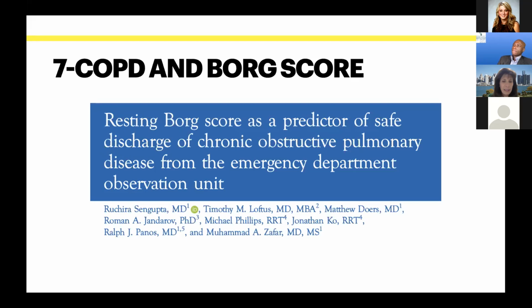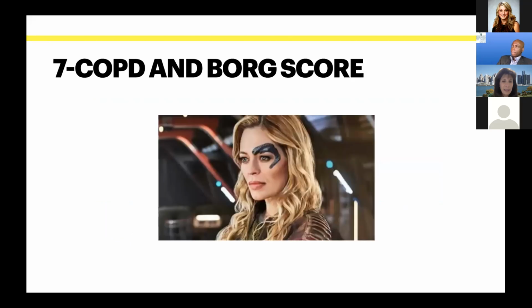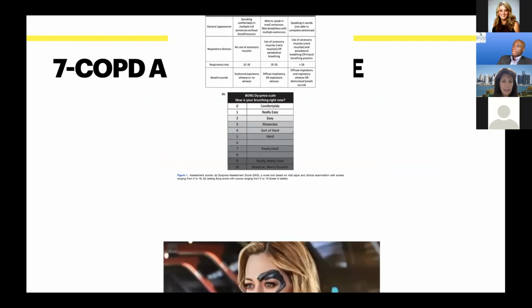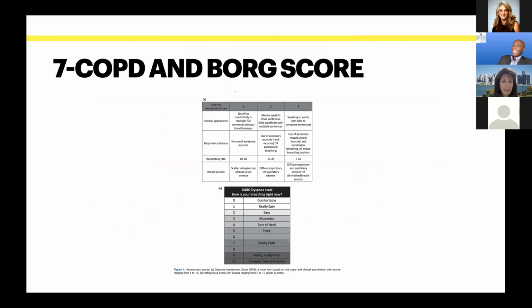So this study is a single center study that was done out of Cincinnati, I believe. And it's actually a two-phase study where they did a retrospective arm to derive the score, and then a prospective arm where, as was mentioned, they did Q4 hour measurements of the Borg score and the dyspnea assessment score. What they were looking at was safe discharge from the OBS unit, which they defined as no return visits within 7 days.